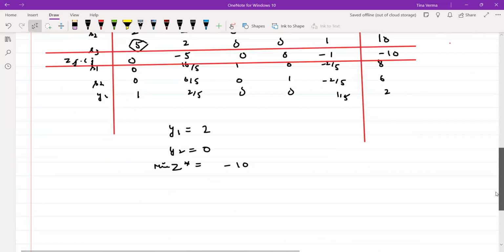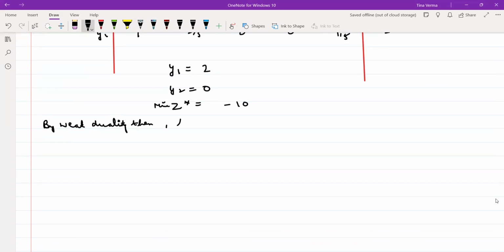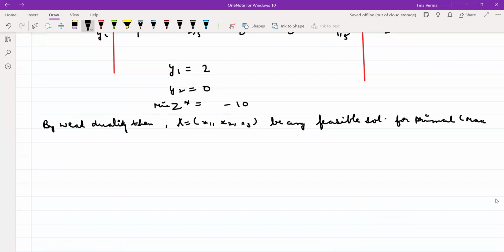So if you remember your weak duality theorem, you have already done it, right? So by weak duality theorem, if I am taking x as x1, x2, x3, any feasible solution for my primal problem, and primal is my maximization problem, you remember that C transpose X is always, in maximization, less than or equal to B transpose Y.